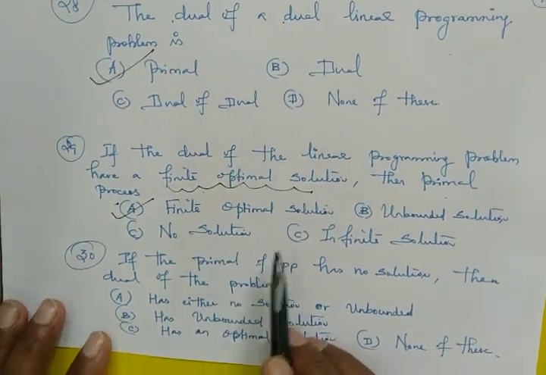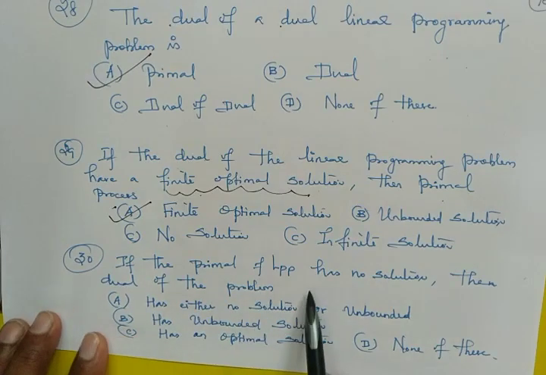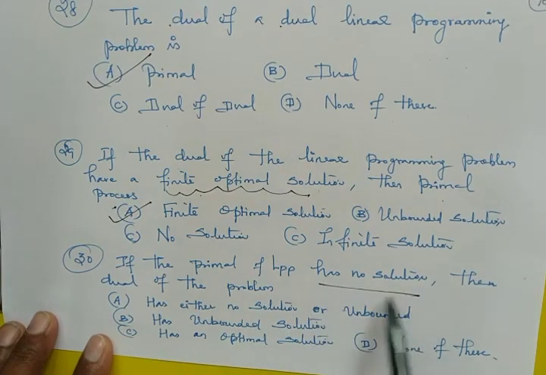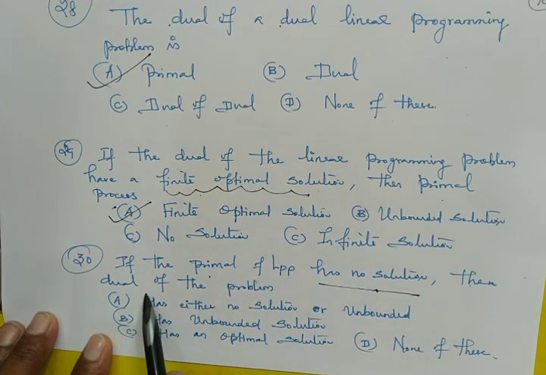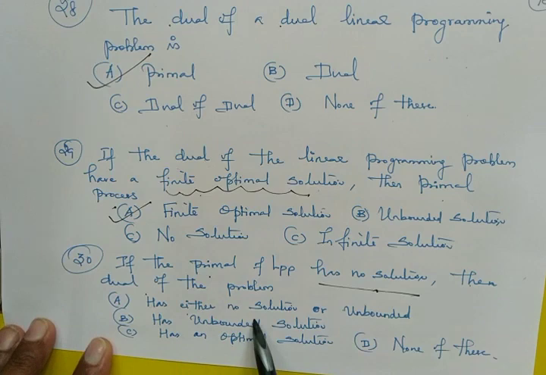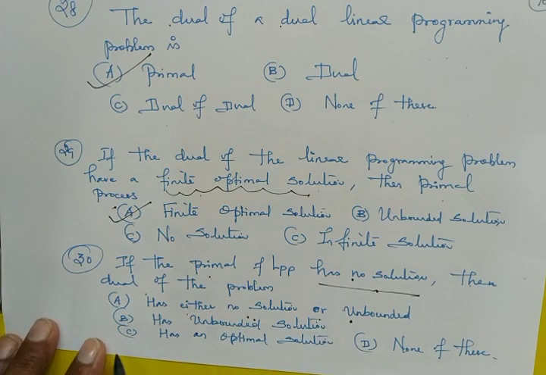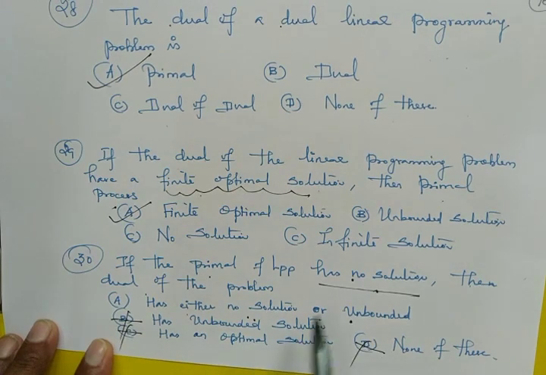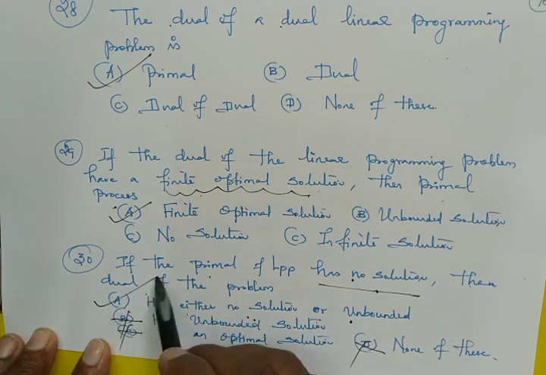If the primal of the LPP has no solution, then the dual has either no solution or an unbounded solution. Here, no solution there is no doubt about. Another option they gave is unbounded, but that is not an option, it is not an optimal solution, it is none of this. Therefore, no solution is compulsory, no doubt about that. If the primal has no solution, the dual also has no solution. So option A is the right answer.